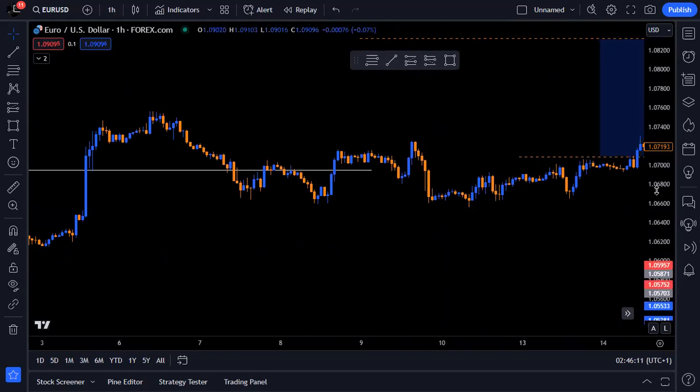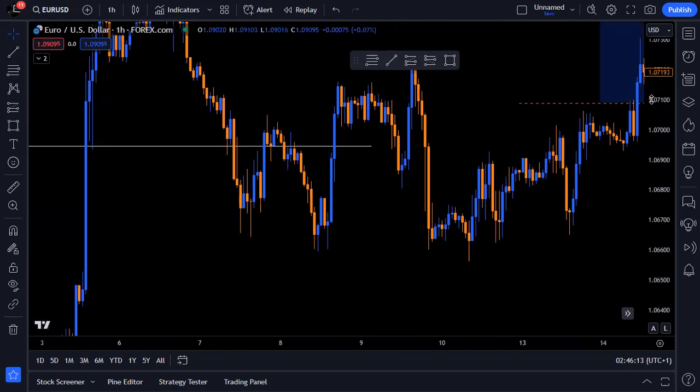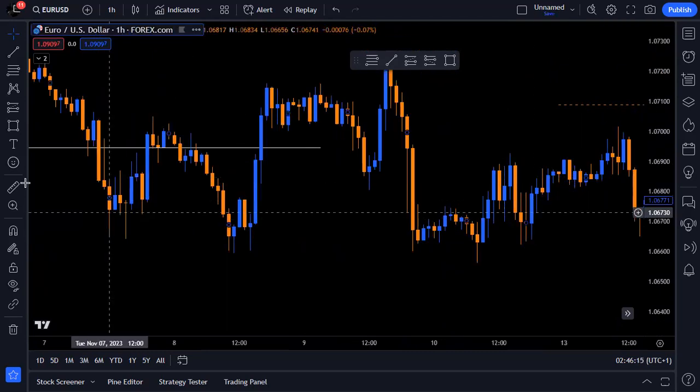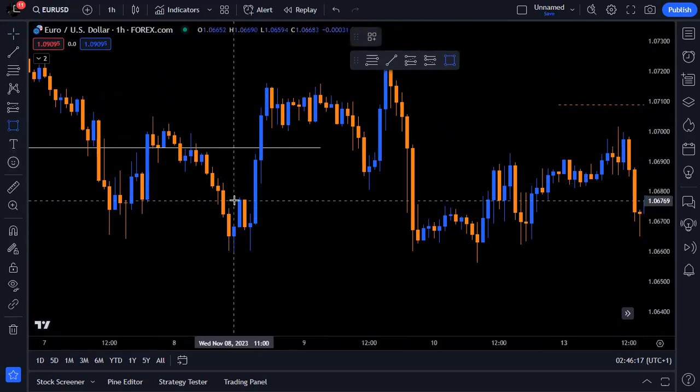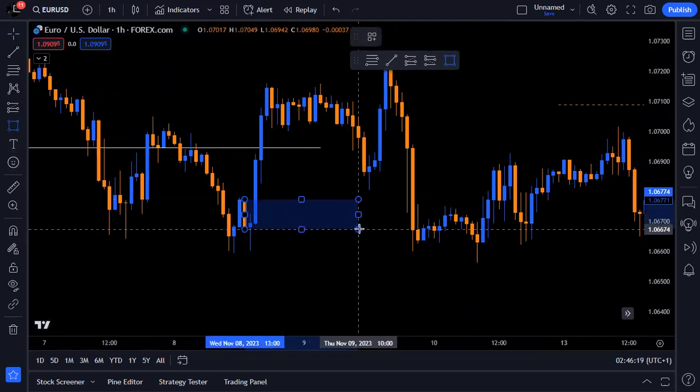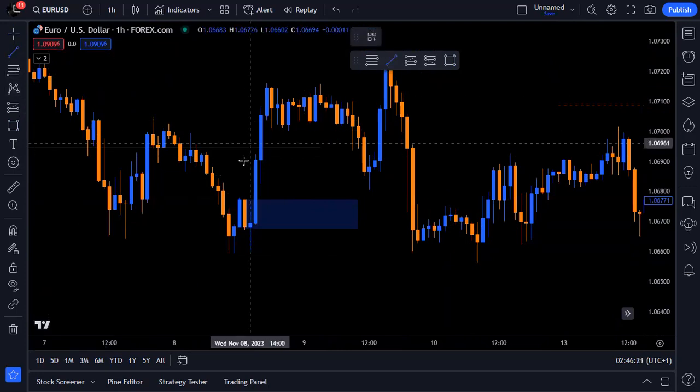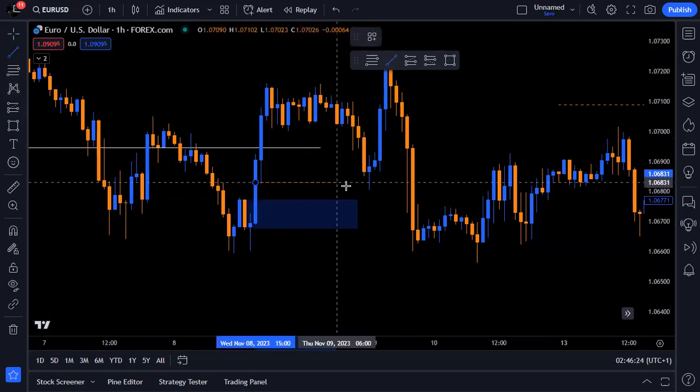Now, this is an example of what I mean, an order block plus a fair value gap. This is it here. We have this to be another order block, and then inside the order block, we have a fair value gap. This is the fair value gap right here.